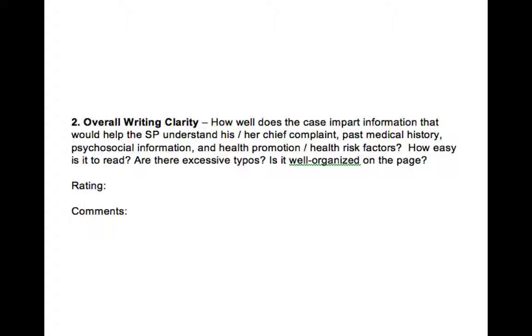Is it well organized on the page, or are the bullet points all over the place? One thing that sometimes writers do is mix up formats. Sometimes it's one font and then another. Sometimes the bullet points aren't indented in a consistent way. And if it's not neatly laid out and the writing isn't clear, it's not going to be as useful, because you want to keep in mind that this is primarily a learning document that a standardized patient would learn from. So provide the rating and your comments.